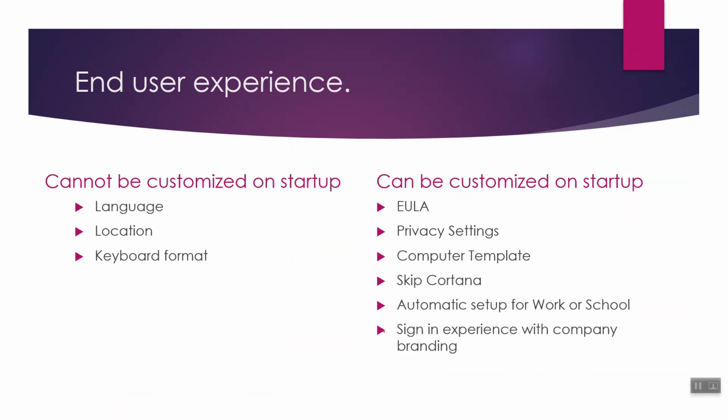So now let's just pause a moment and talk about what we can actually customize as far as the out-of-the-box experience is concerned from Autopilot, and what we cannot customize. What we cannot customize is these three things. First is the language, second is the location, and third is the keyboard format. So these three selections are something which the user has to make if we are deploying a user-driven profile. We'll take a look over what a user-driven profile is later on.